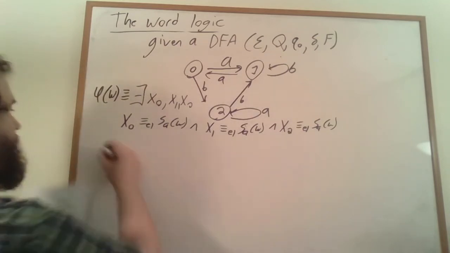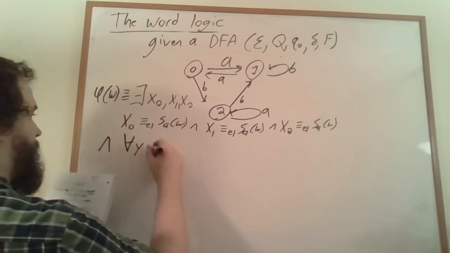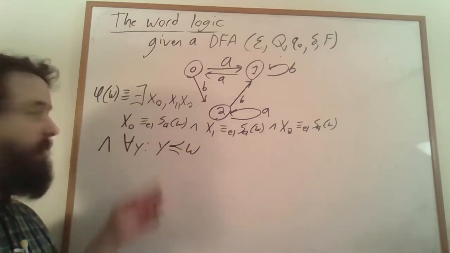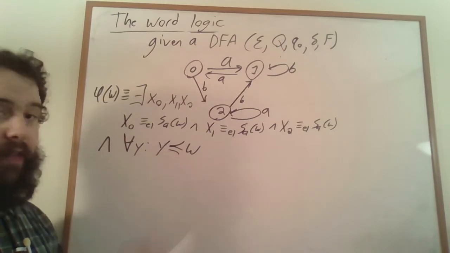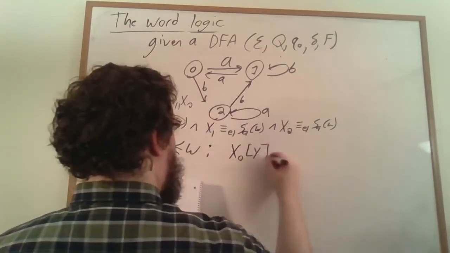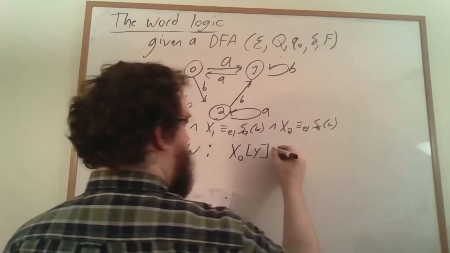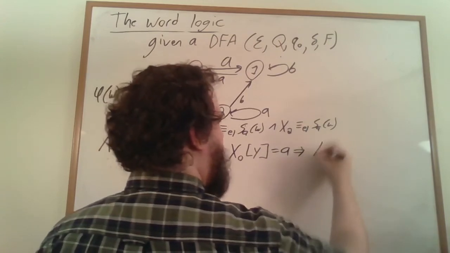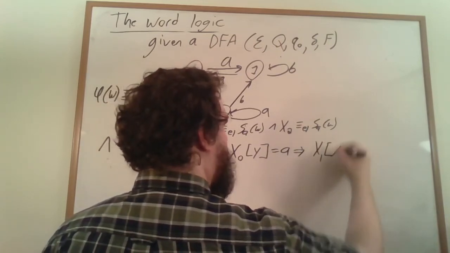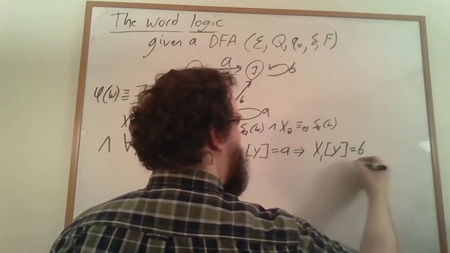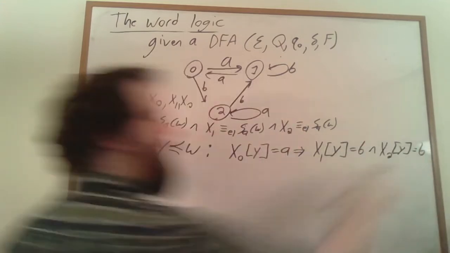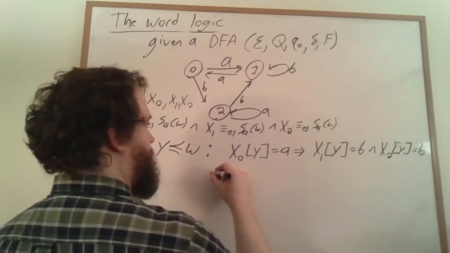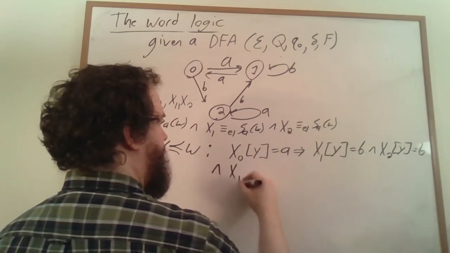It then also needs to be the case that for any y, which is a prefix of W, and we're going to think of this as a length, any length that's less than or equal to W, the character of that position in x0 being A implies that the character at that position for x1 is equal to B, and the character at that position in x2 is equal to B. On the other hand, if the character at position y in x1 is equal to A, then the character at position y in x2 is equal to B.